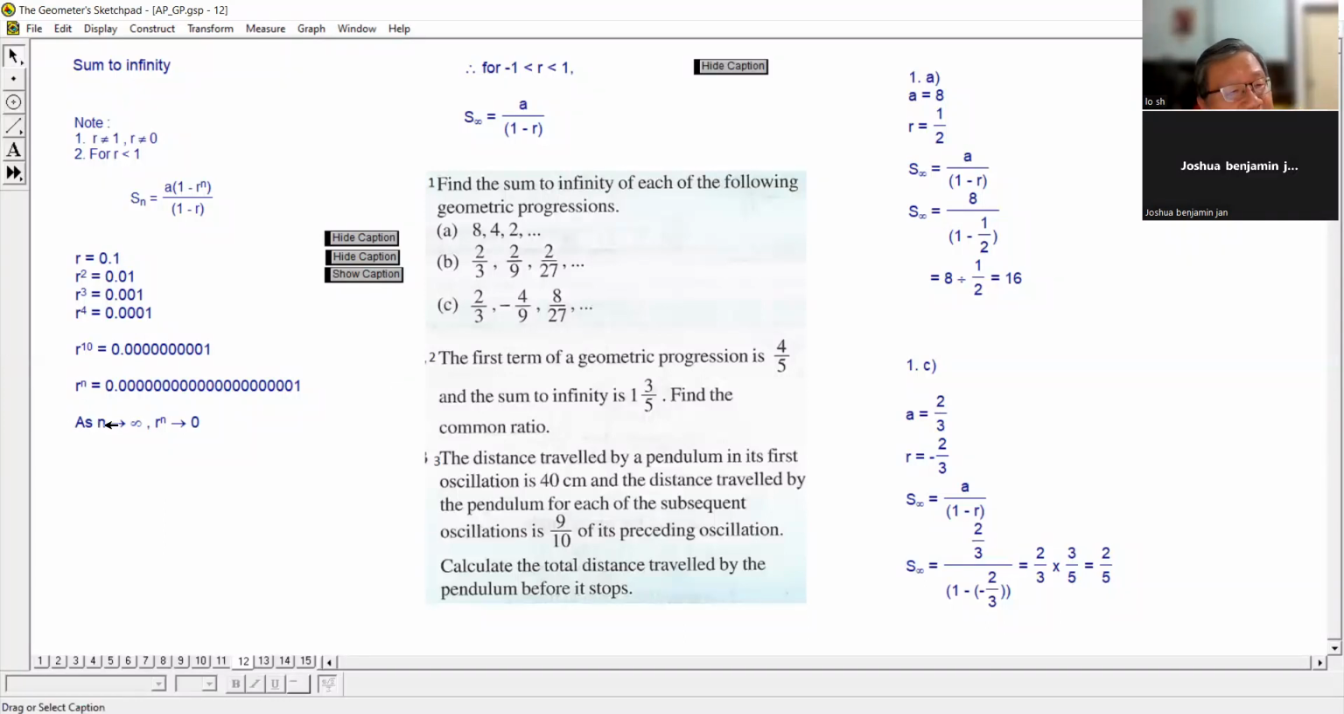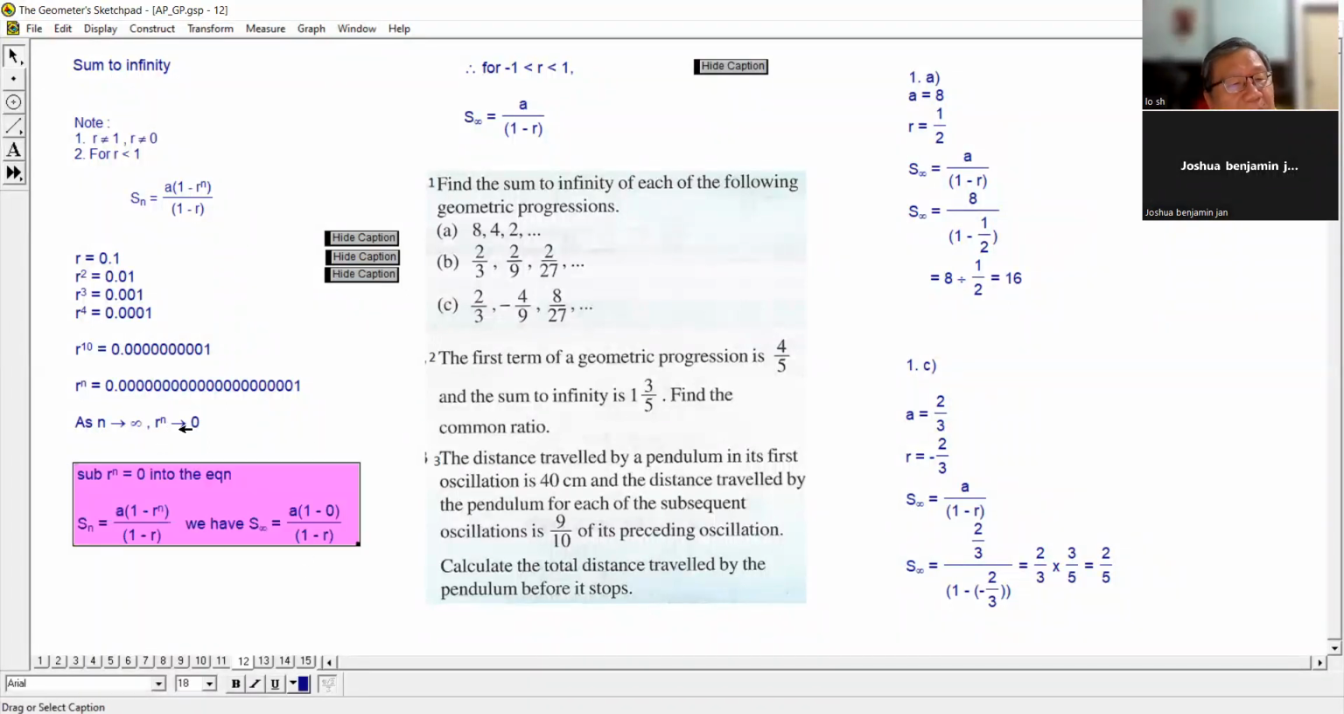So let's say if this n approaches infinity, infinity is a very, very big number, then this r to the power of n becomes a very, very small number. Now, how are we going to read this? We read it as n approaches infinity, r to the power of n approaches zero. Approaches means nearer and nearer to zero, right?